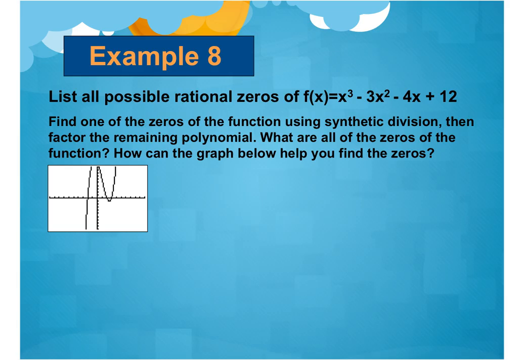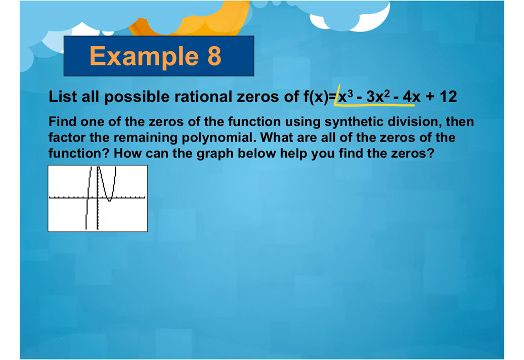So it'll look something like this. List all the possible rational zeros of f of x equals x to the third minus 3x squared minus 4x plus 12. Then find one of the zeros using synthetic division. Then factor the remaining. And then find all the zeros. And then we're going to talk about how the graph could help you find those zeros.